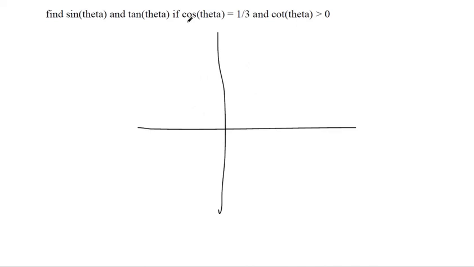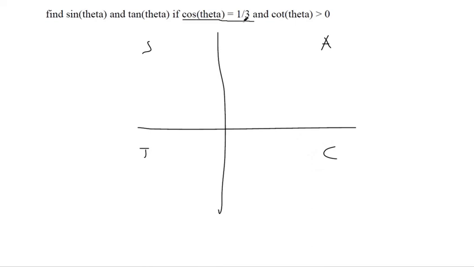And we're told that cosine is a positive 1/3. And so there's a mnemonic device you can use. All students take calculus, where A represents all trig functions are positive here. S represents just sine and its reciprocal cosecant are positive here. T is tangent, just tangent and cotangent are positive here. And C is cosine, so just cosine and secant are positive there.